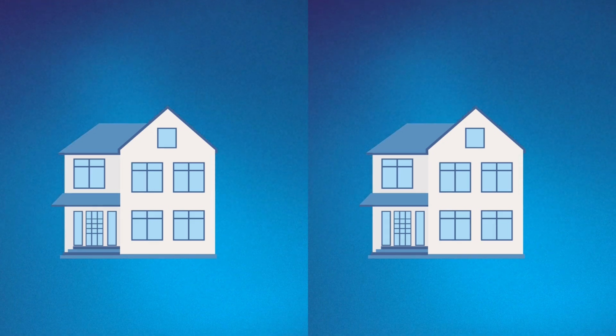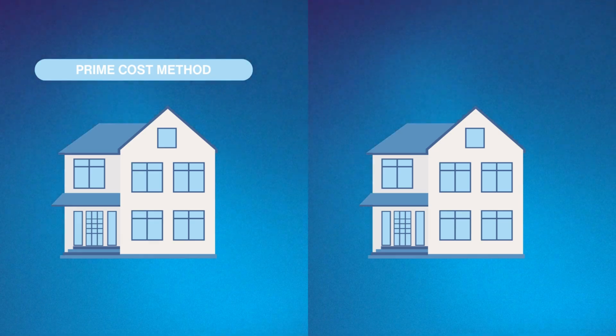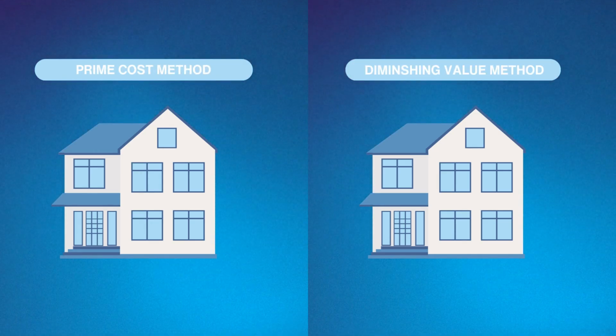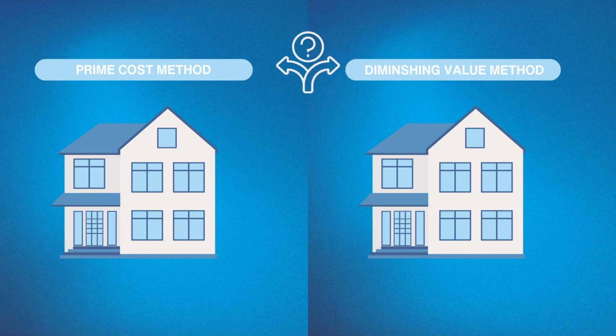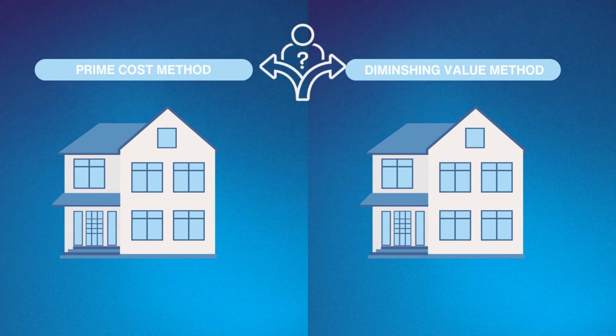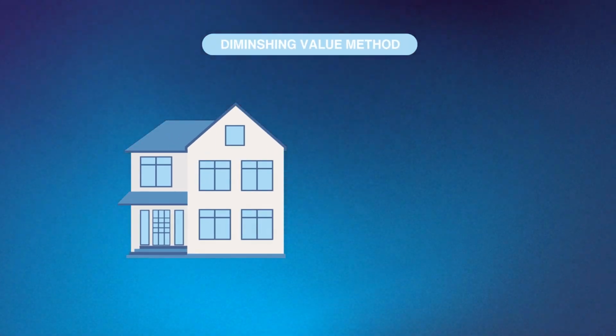As a property investor, you have the option to choose between the prime cost or straight line method and the diminishing value method for claiming depreciation. Understanding the differences and benefits of these methods can help you make an informed decision that best suits your investment strategy.